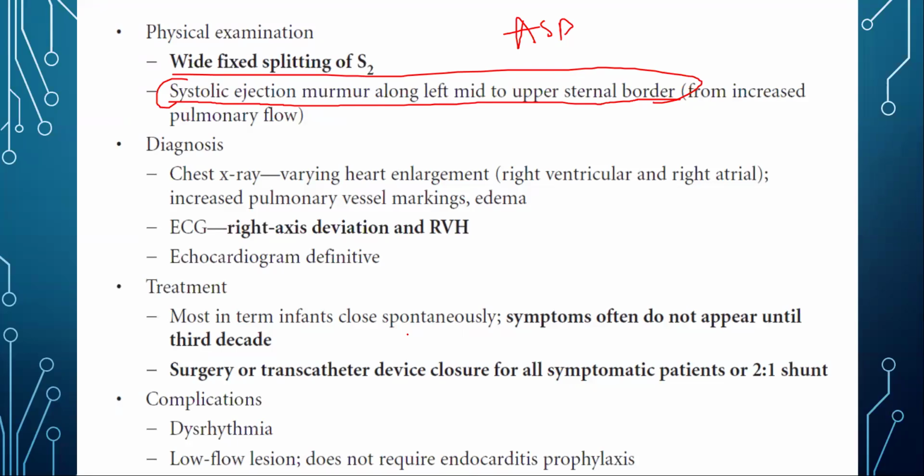The diagnosis is the same: you can do a chest X-ray and ECG, but echocardiogram is definitive. Most of the time it gets closed spontaneously. But if it is large or the child is symptomatic, then surgical repair is needed. Management usually doesn't come in the exam. All they want you to know is how to diagnose this.